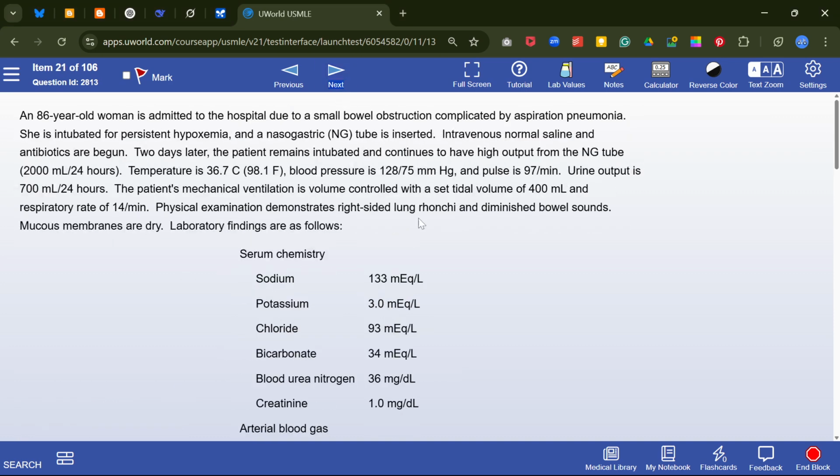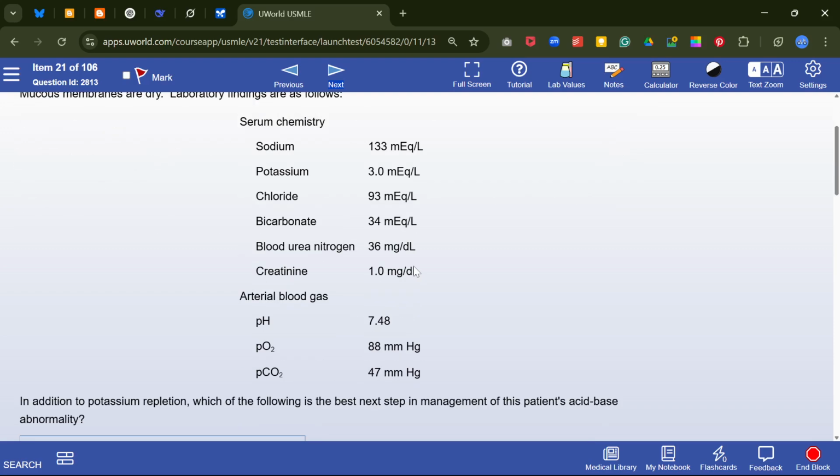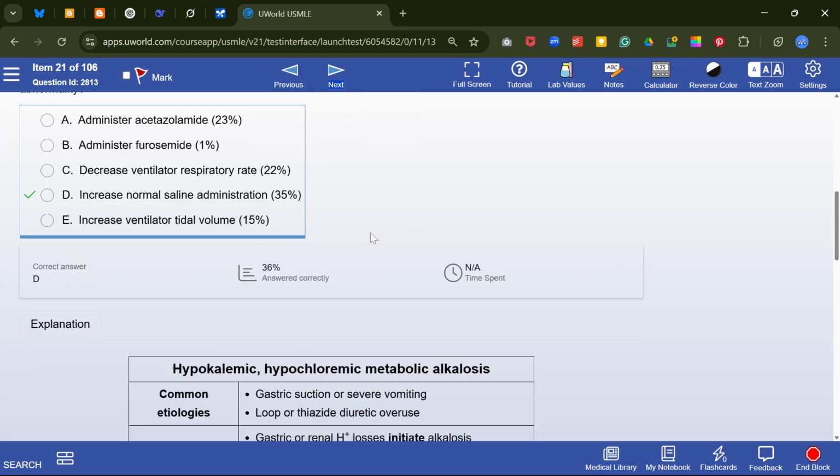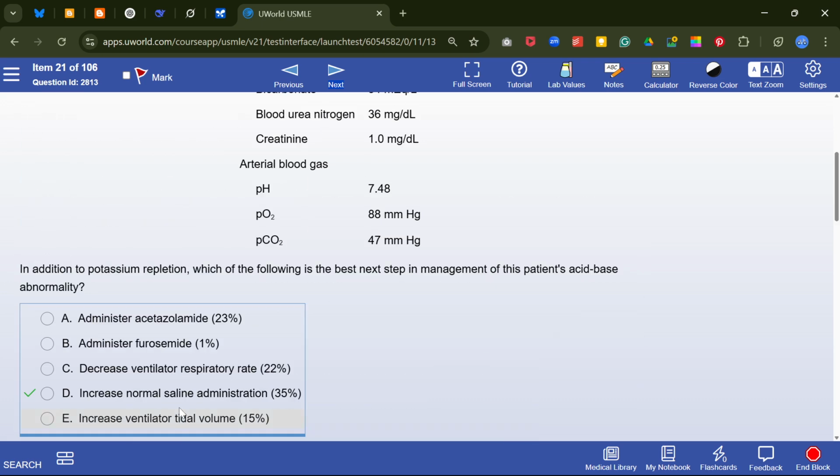Okay, look at here. This patient's ABG pH is higher, PCO2 is higher, and oxygen is normal. And look at the bicarbonate. Bicarbonate is higher too. So it looks like metabolic alkalosis.